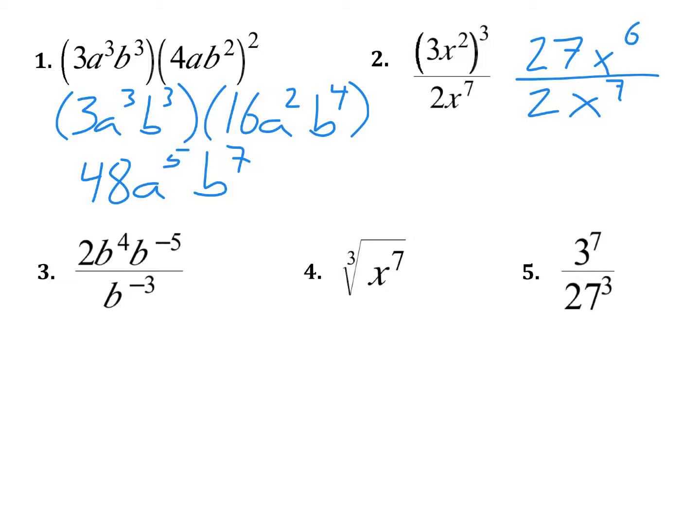The last step is to simplify that resulting fraction. And can we reduce 27 over 2 at all? No, so it stays 27 over 2. Can we reduce the x's at all? Yeah. I got 6 on top, 7 on bottom. When I divide, I'm supposed to subtract. Well, 6 minus 7 is a negative 1. The fact that that's a negative tells me that that x goes in the bottom of the fraction. So x to the negative 1 becomes a 1 over x.